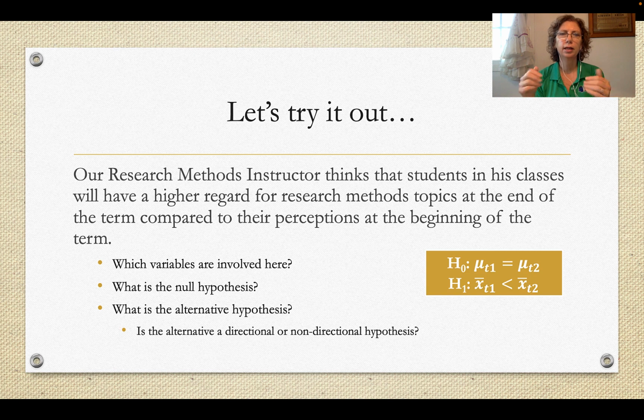And the null hypothesis is saying there's no difference between those two scores, that time 1 is no different than time 2. Whereas the alternative hypothesis, the research methods instructor feels that the time 2 score is going to be higher than the time 1 score. So that is a directional hypothesis. Let's check it out on the lab sheet.